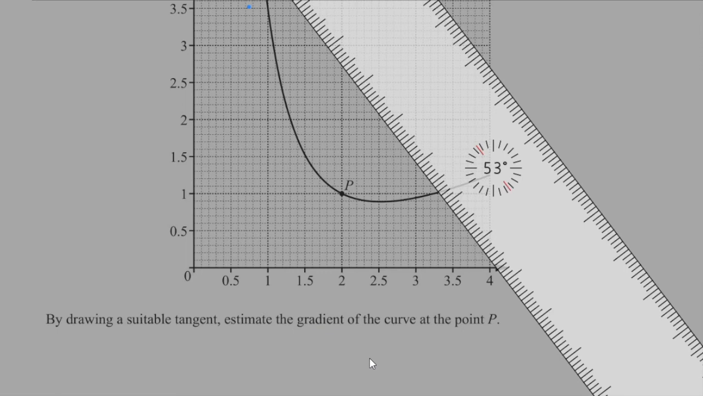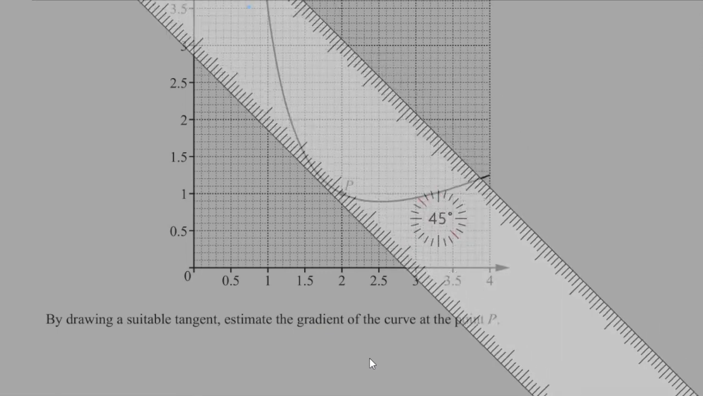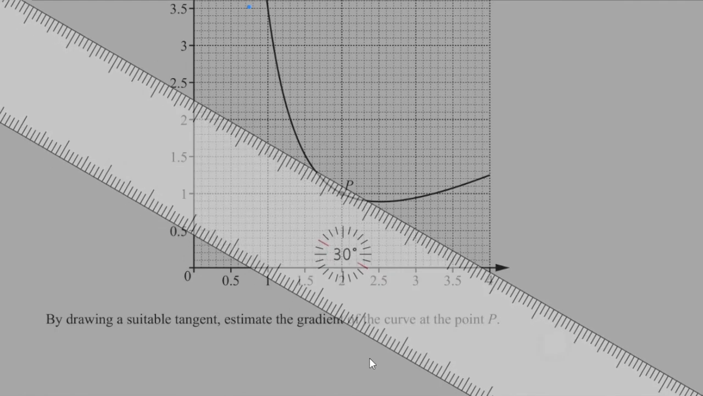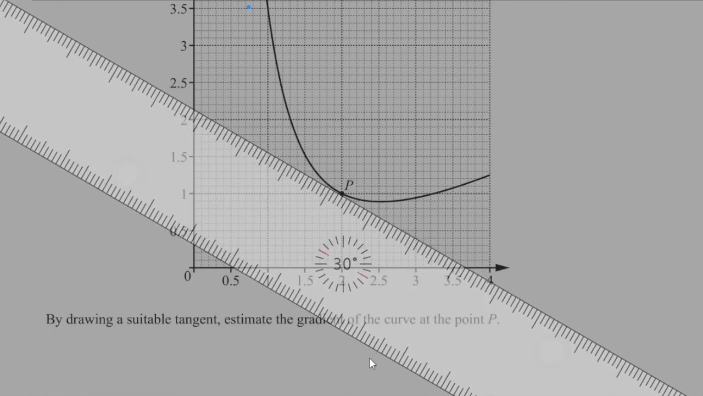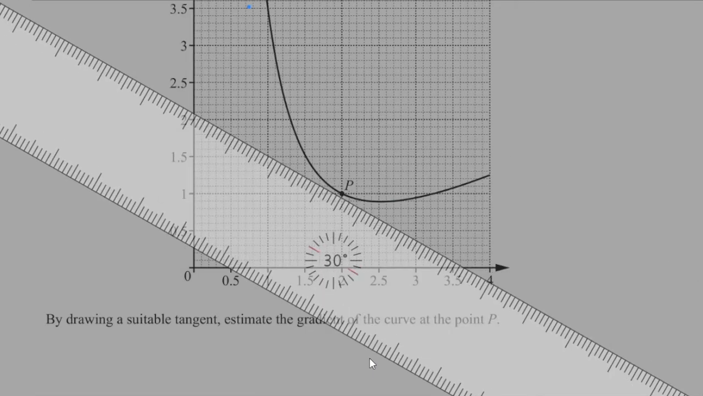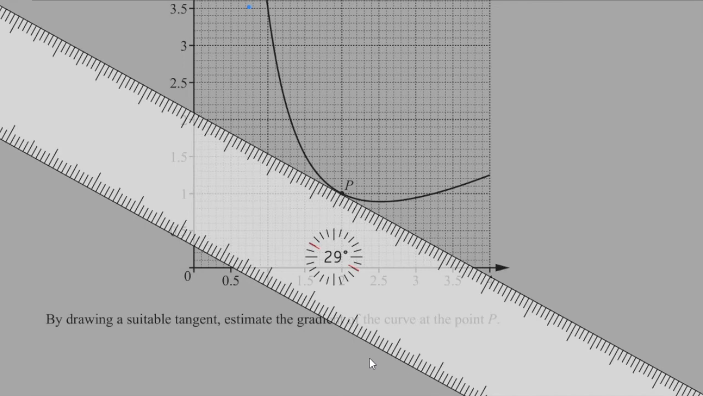16. By drawing a suitable tangent, estimate the gradient of the curve at the point P. Right, so here I've got my ruler, and once again, placing the ruler, you should be placing the ruler outside of the graph, this way and not this way, because this way is going to be giving more accurate answers.